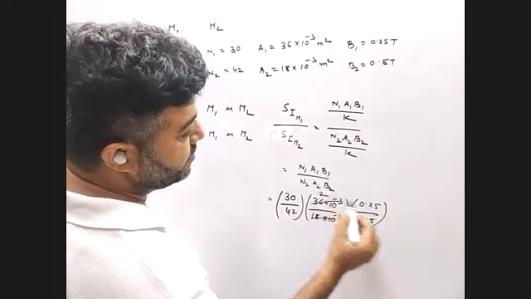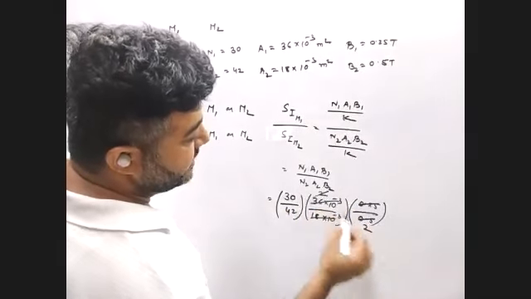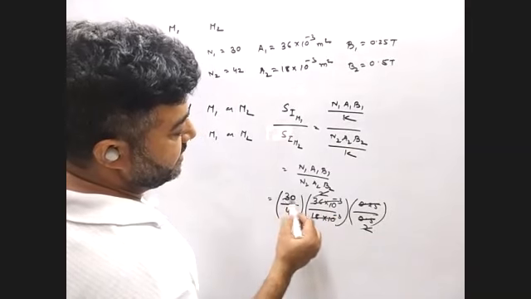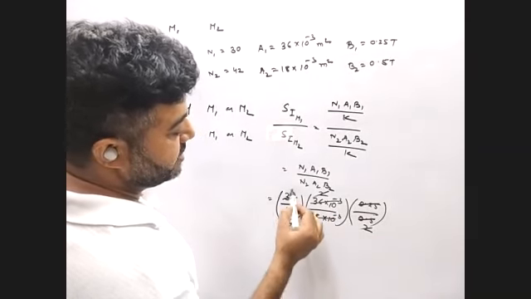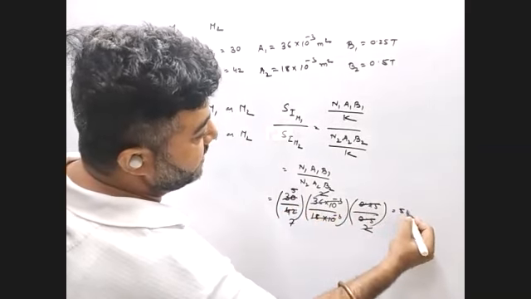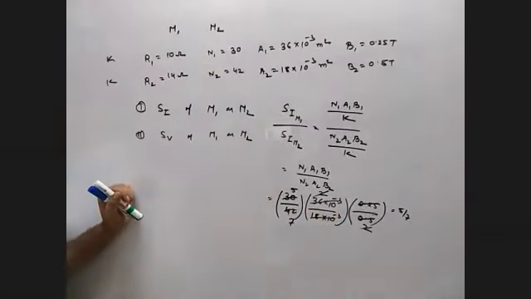18 and 36 cancel to 2, 2 and 2 cancel. So 5 sixes are 30, 6 sevens are 42. So the ratio is 5 by 7. Is it okay, everyone?